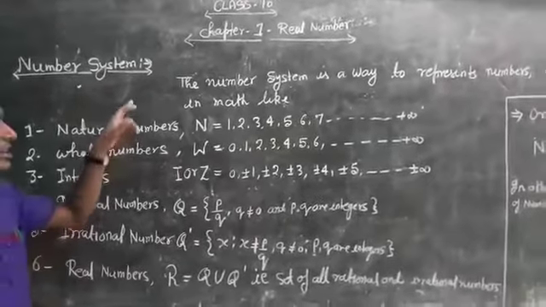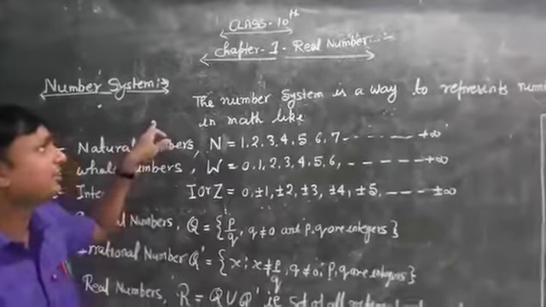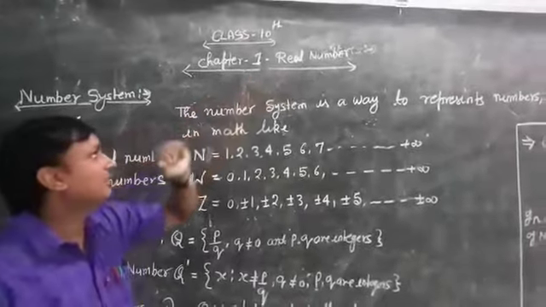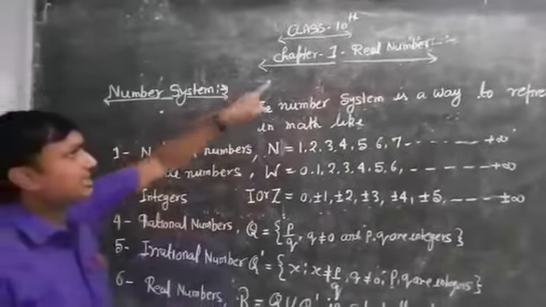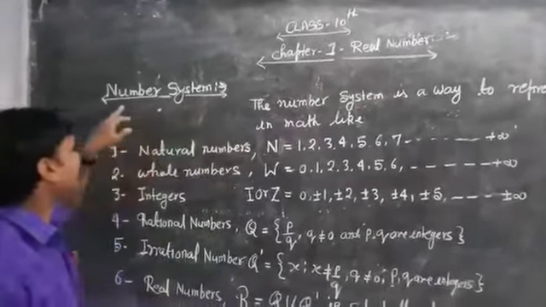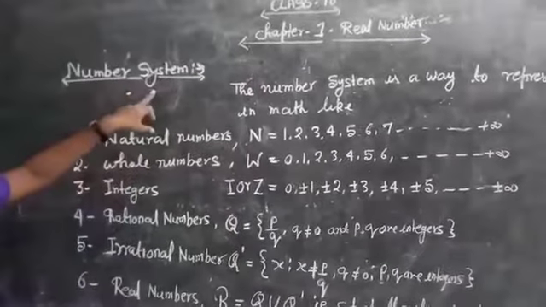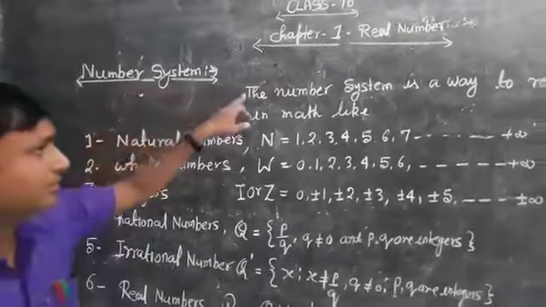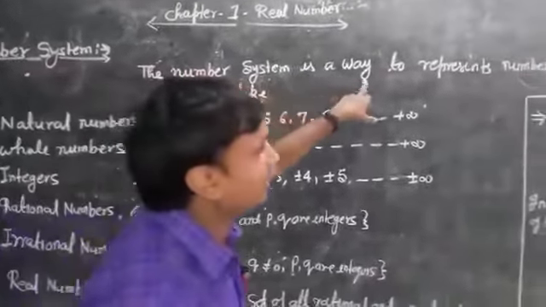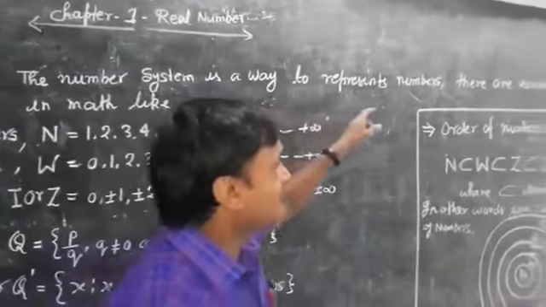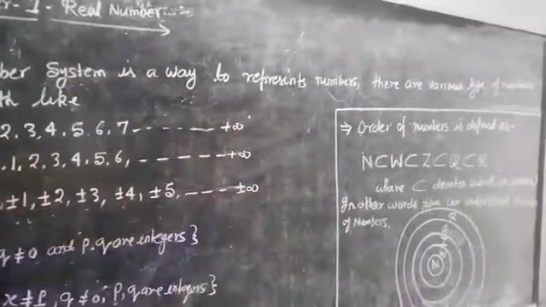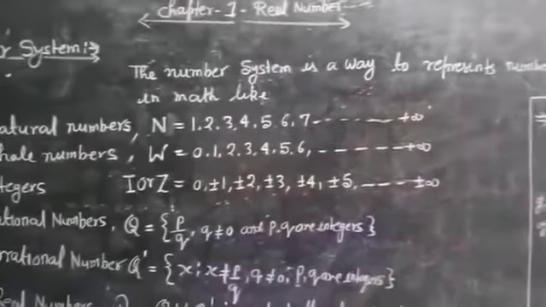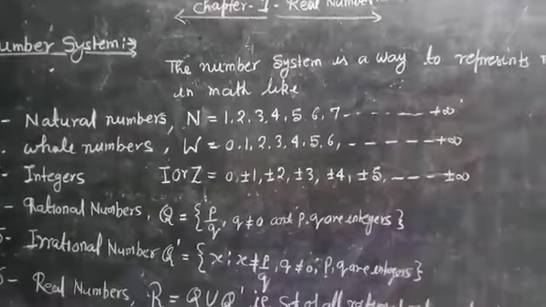Hello students, today I will discuss the chapter Real Numbers. We have already discussed this in earlier classes, in class 9, which is the number system. The number system is a way to represent numbers. There are various types of numbers defined in mathematics.